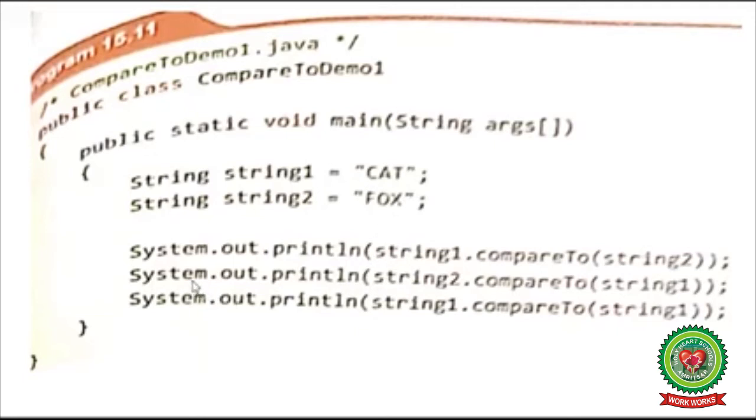The second is System.out.println(string2.compareTo(string1)). It means it will compare FOX with CAT. Third comparison is System.out.println(string1.compareTo(string1)). Now let's observe the output of this program. Yes, the output is -3, 3 and 0. Why 0? Because in the last we had compared string 1 with string 1 only.